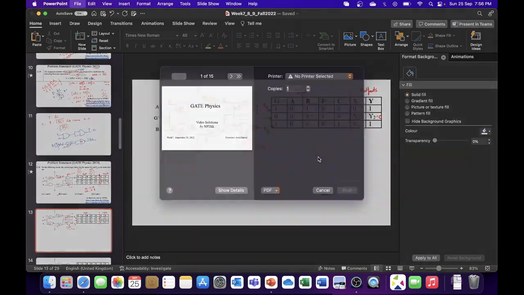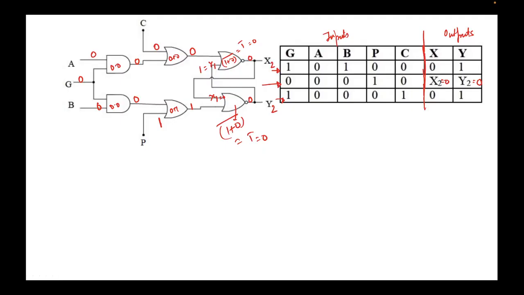Screen is visible, I hope, right? Yes, sir. Okay. So the left side is inputs, the right side is outputs. That much is clear, right? Yes, sir. So in the first line, look at this row: when the value of G is 1, A is 0, B is 1, P is 0, C is 0, you will get these outputs. Similarly, when you input G as 1, A as 0, B 0, P 0, C 1, you will get these outputs. What we need to find is what happens when you input G 0, A 0, B 0, P 1 and C 0.